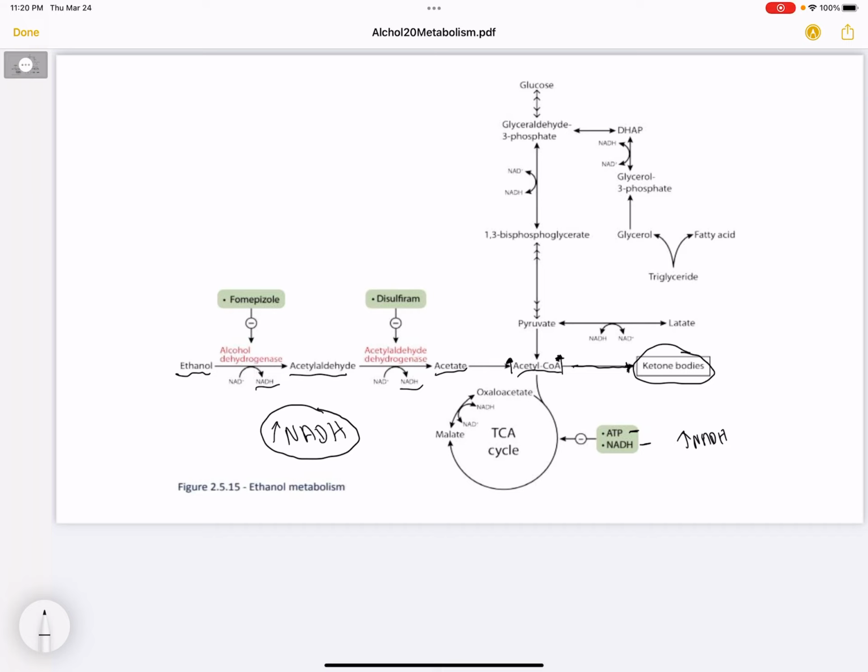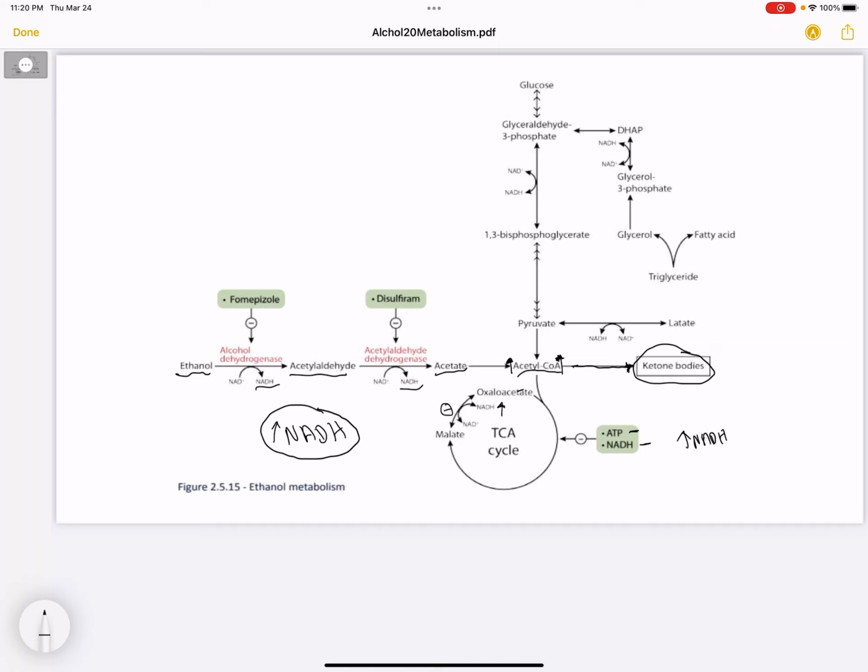And if you look at the TCA cycle, the conversion of malate to oxaloacetate also produces NADH. Since we already have enough NADH levels by the consumption of alcohol, we don't want this step to occur. So this step is going to get inhibited.